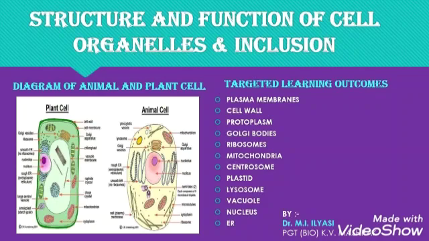It is a very thin, delicate, elastic, and selectively permeable membrane. The plasma membrane is composed of lipid and protein. The basic function of this membrane is, as it is a selectively permeable membrane, it allows the flow of limited substances in and out of the cell.